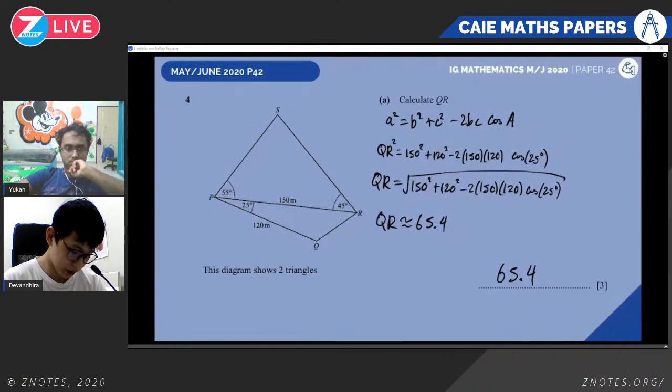Okay, so this diagram shows 2 triangles. We have the first triangle right here, and the second triangle, the bigger one. Calculate the length QR. Here's QR.